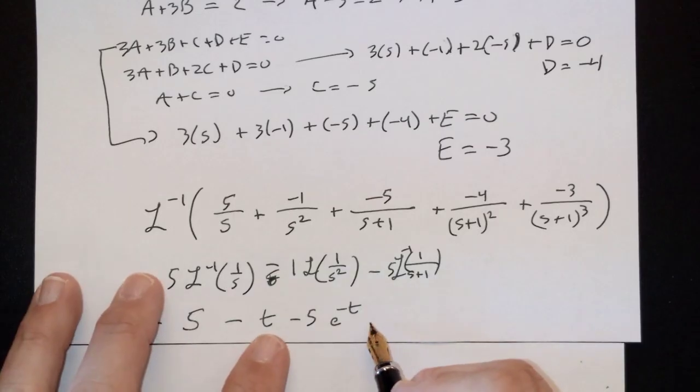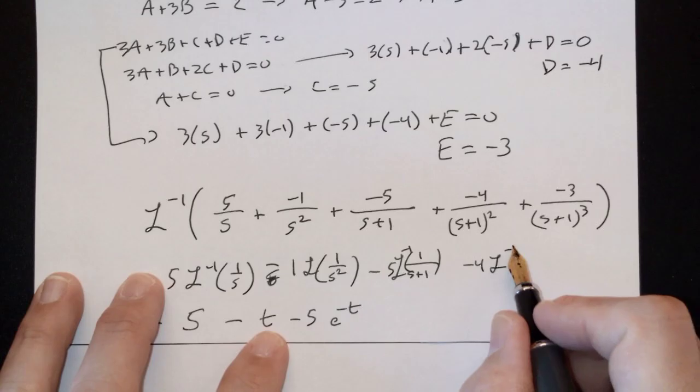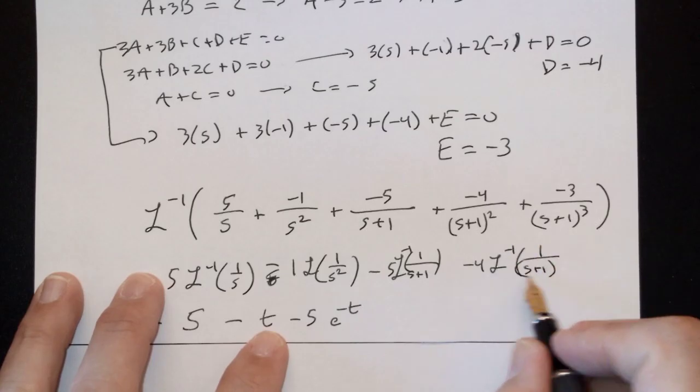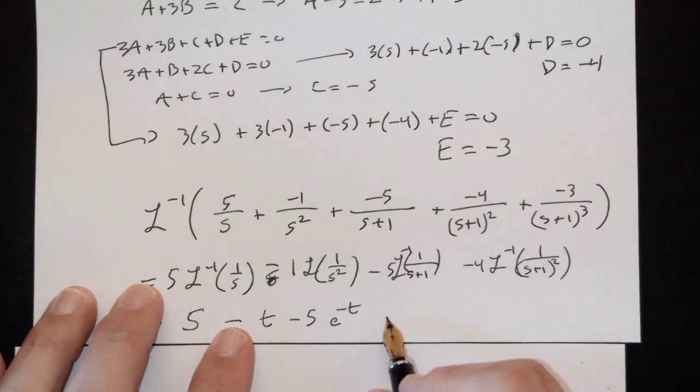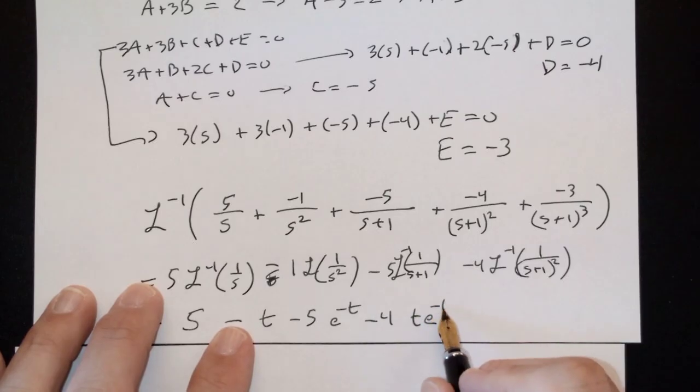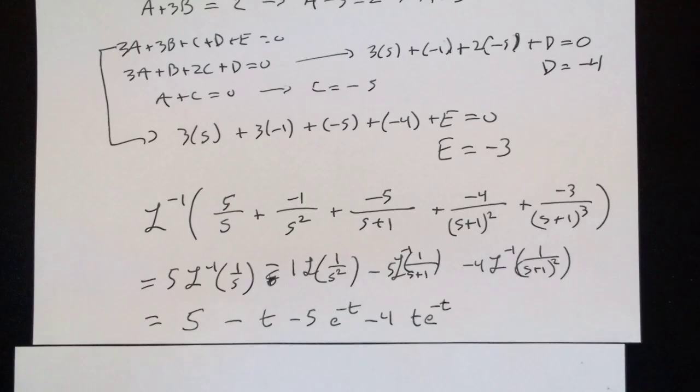Now, minus 4 Laplace inverse of 1 over S plus 1 quantity squared. We just did 1 over S squared, right? 1 over S squared gave me T. But now it's shifted, which means it's got an E to the something T on it. So this is minus 4 T E to the minus T. It's been shifted over 1. Shifting by 1 multiplies by the appropriate E.